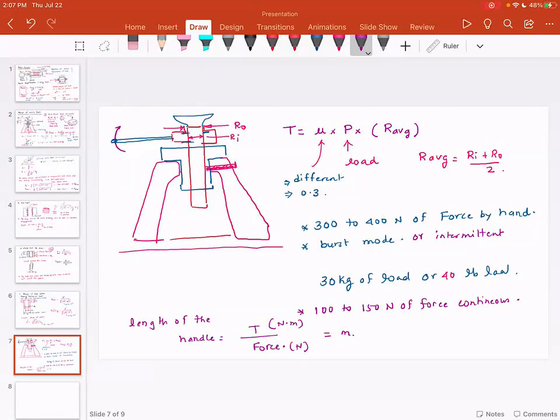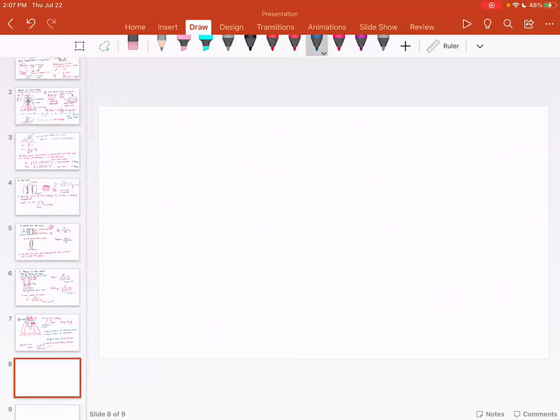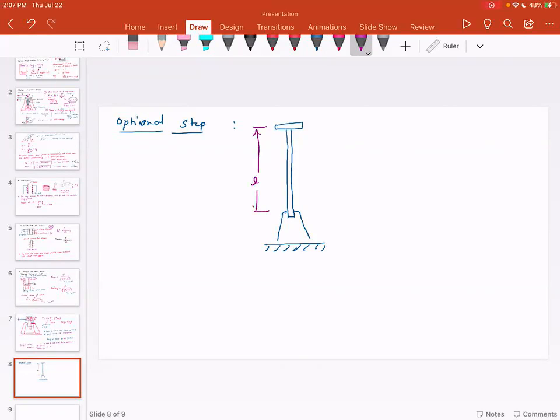The last step, sometimes carried out for long screw jacks or tall jacks, is optional. So think about it, I'm going to draw a screw jack. If your screw jack is something like this, clearly something is not right with this concept because the length of the screw is significantly larger. This length is greater than the diameter of the screw, and this is not desired.